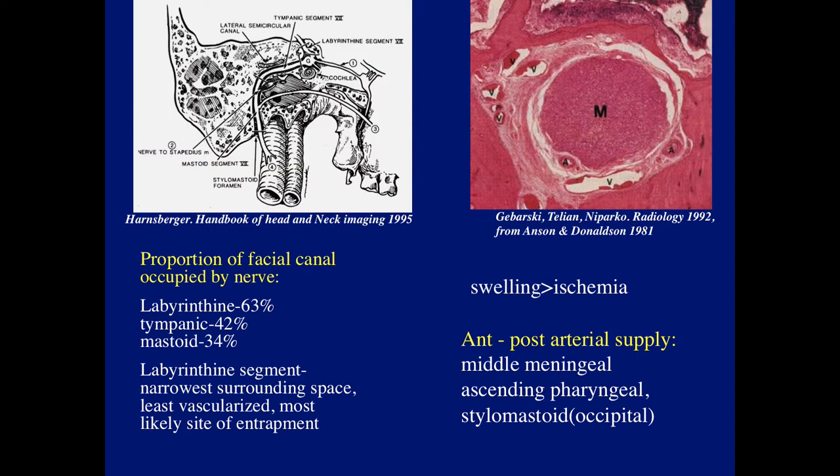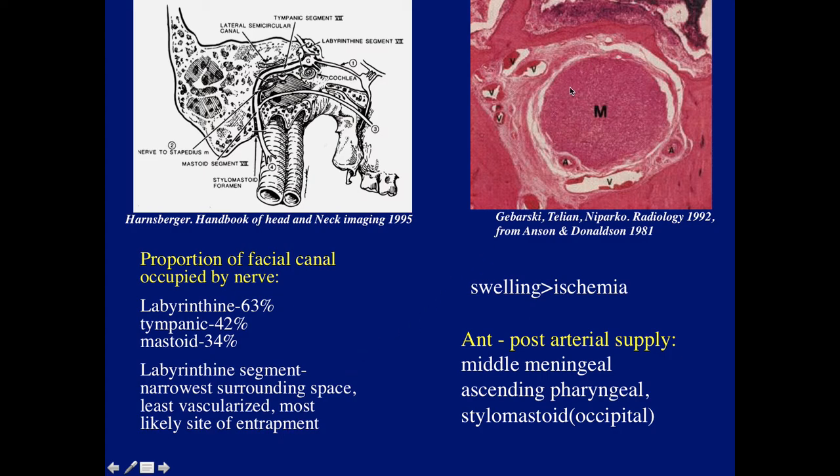Now, some interesting issues about the facial canal. The nerve occupies various portions of the diameter of the facial canal. Notice in the labyrinthine segment, 63% of the diameter of the canal is involved by the nerve, less in the tympanic and least in the mastoid. So that makes the labyrinthine segment the most vulnerable because of this tight space. It's also least vascularized and most likely the site of entrapment.